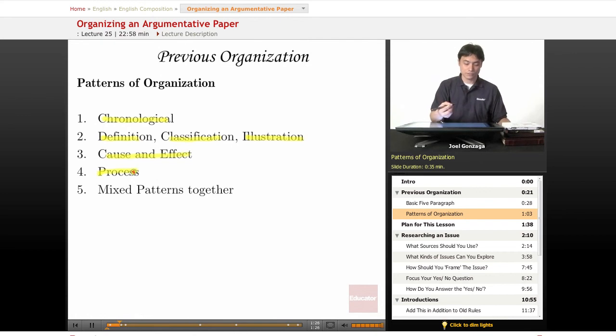A process, and don't forget, you'll be mixing these patterns together. If you need a refresher on any of these, please go back to the previous lessons and watch them again. It's what they're there for.